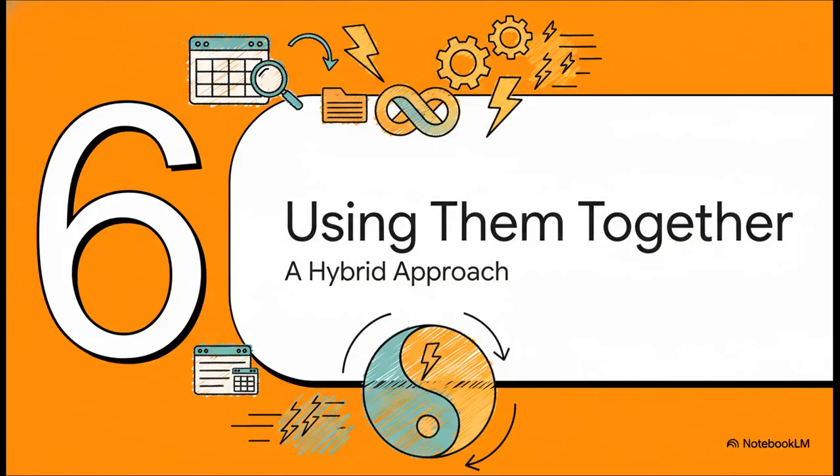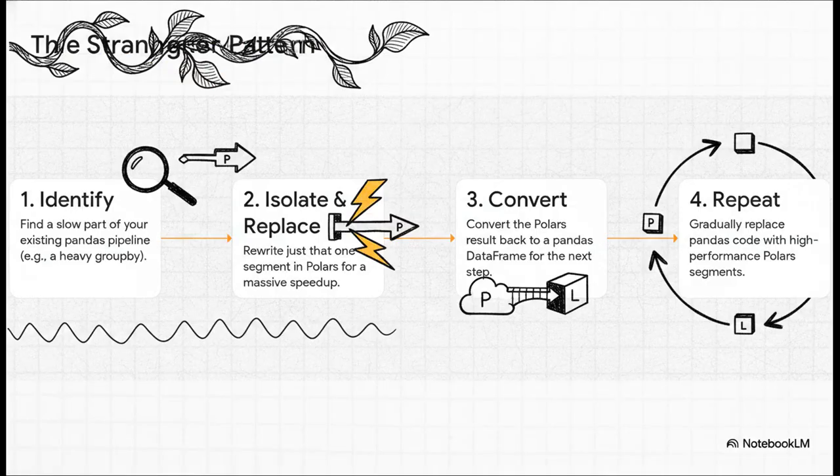But here's the really cool part. It's not always an either-or choice. You don't have to throw away all your pandas code. In fact, one of the smartest strategies is to use them together. There's a brilliant, low-risk way to do this called the strangler pattern.